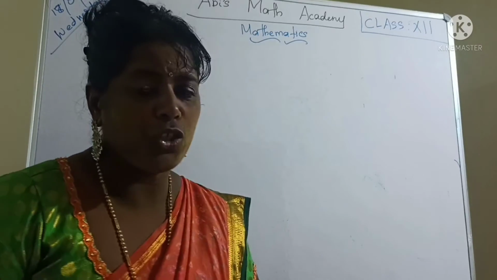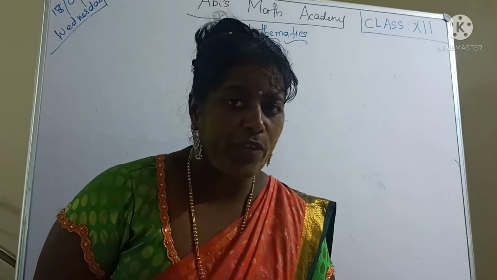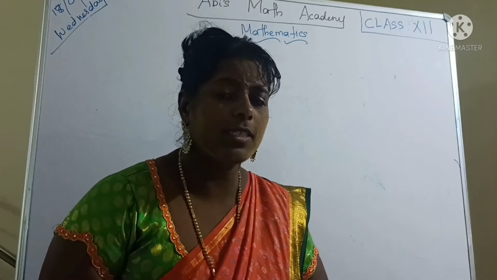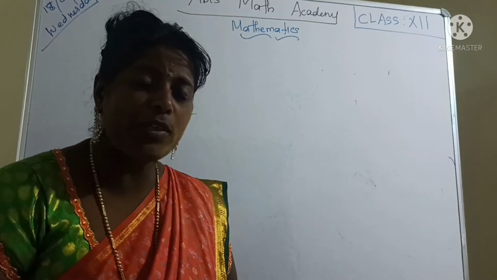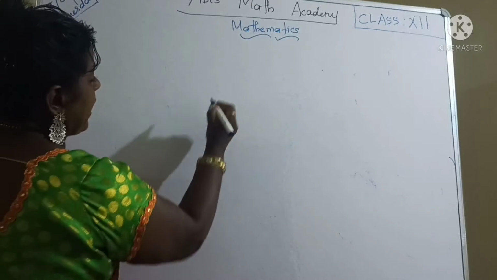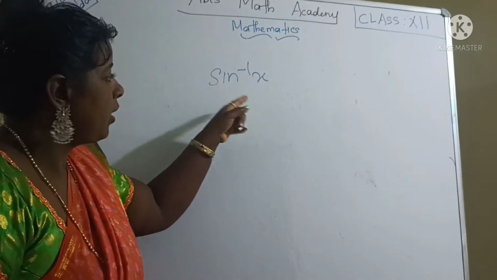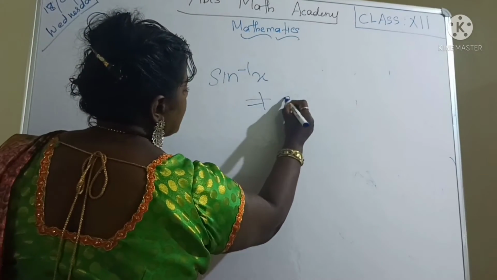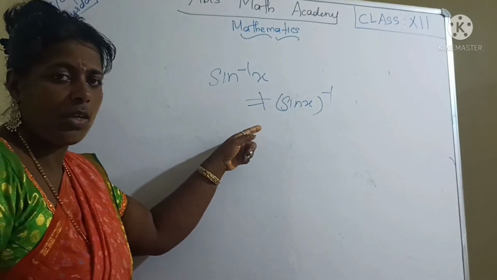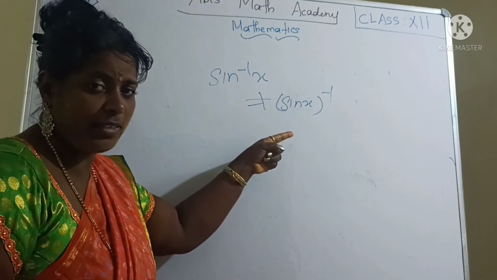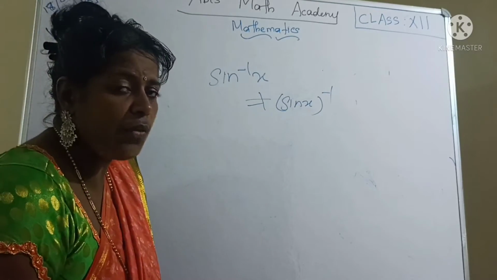Okay. Now let's move on to inverse trigonometric functions. Normally 6 trigonometric functions are there. For those 6 trigonometric functions, inverse trigonometric functions are there. So what is the inverse of sin x? The inverse of sin x is sin inverse x. So this is not equal to sin x the whole inverse. This you have to understand. Sin inverse x is nothing but the inverse of sin x.